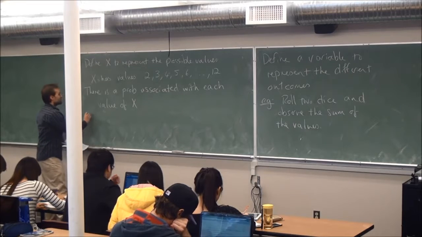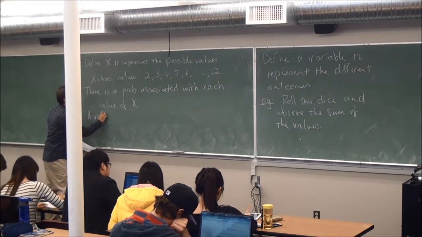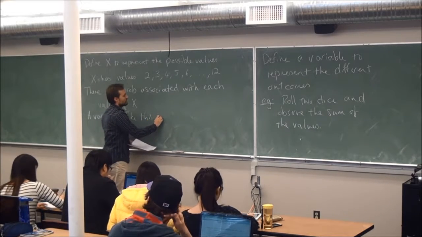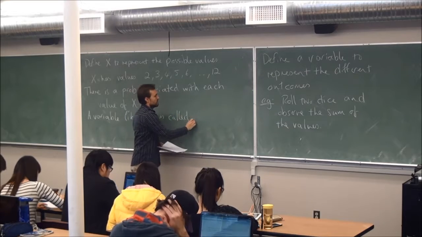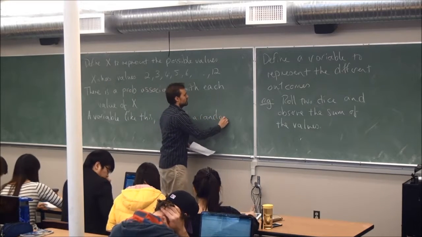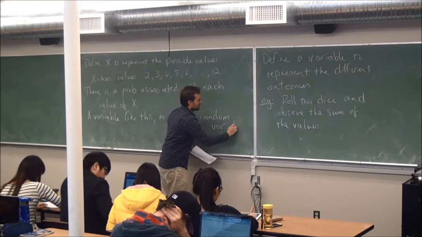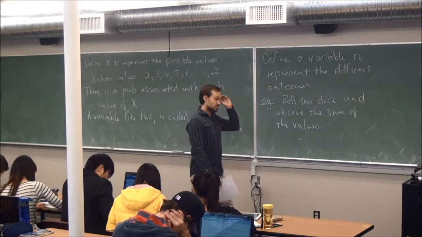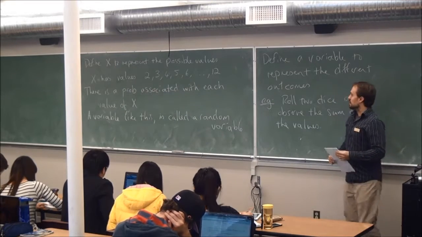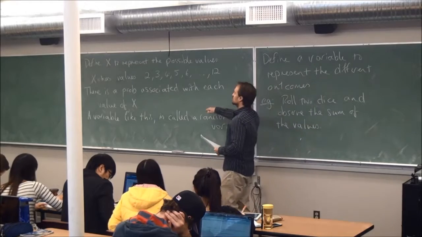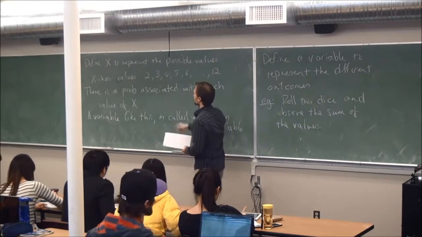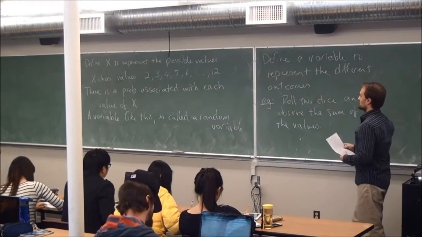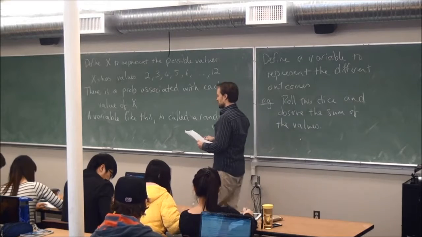So a variable like this is called a random variable. That's not really the correct word, but most books these days call it a random variable. Because the word random hints at the fact that I don't have one value for the variable, I have multiple possible values, and each one has a different likelihood of occurring.